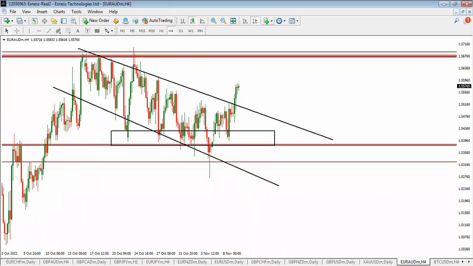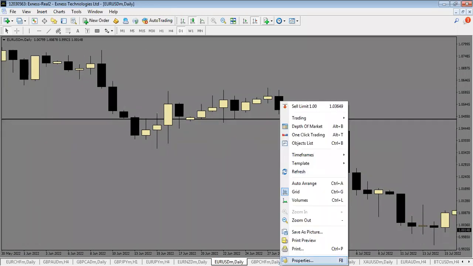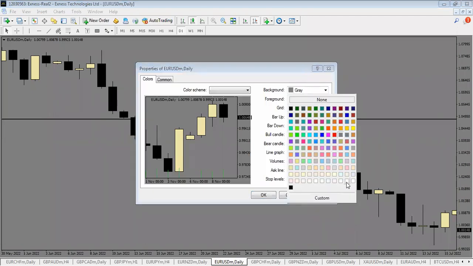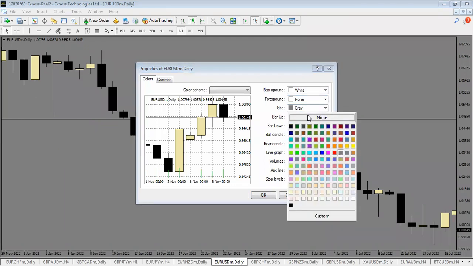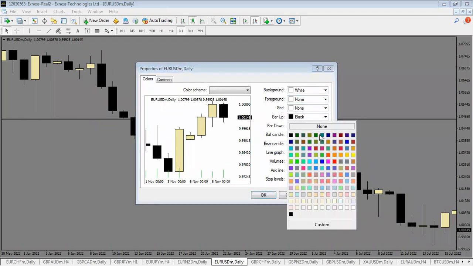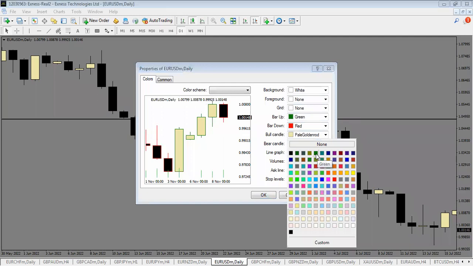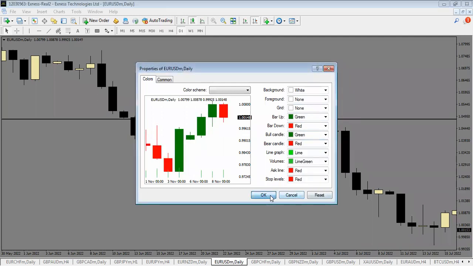Now, I took a trade today about Euro USD, and most people will be asking me, Miles, why did you take this trade? Let me first correct my charts. Background, always use white. Grid, none. Bull up, always use green. You can choose any favorite that you prefer, guys. Then I set it.